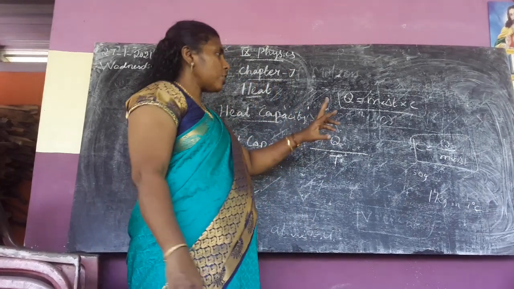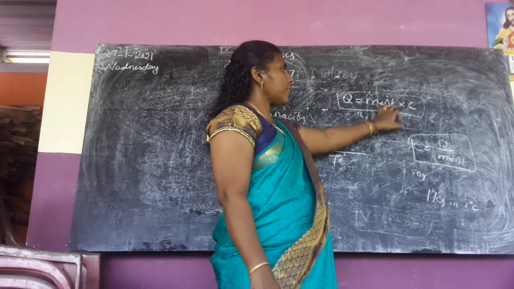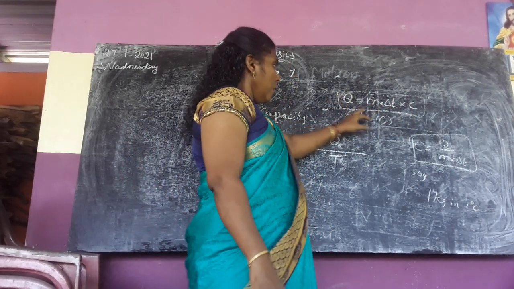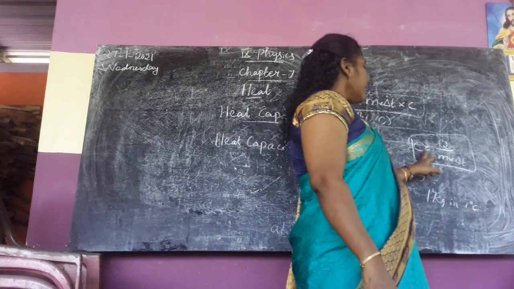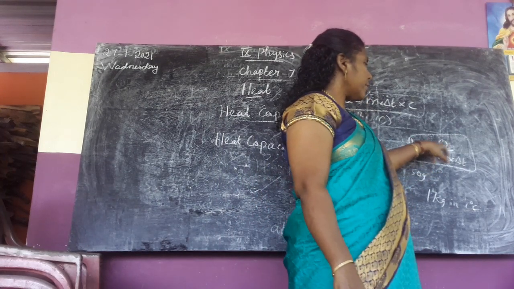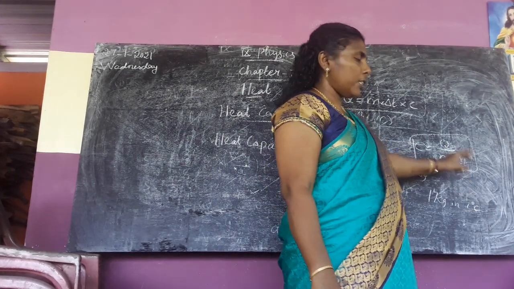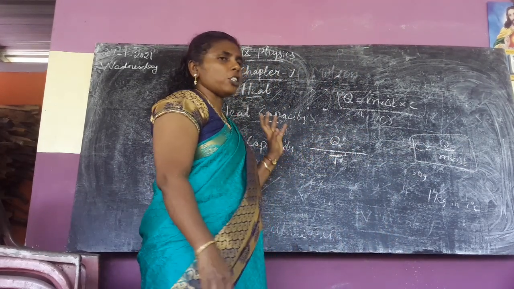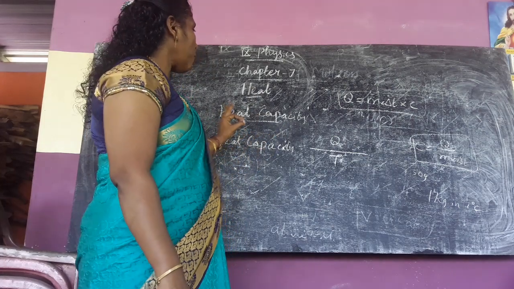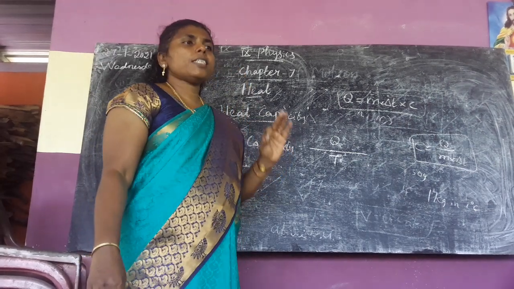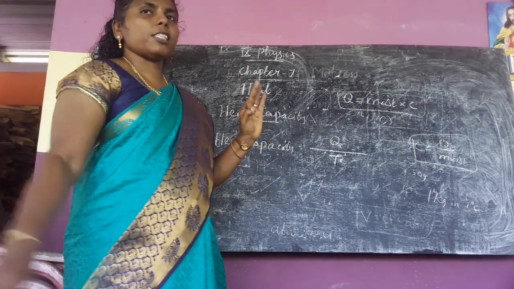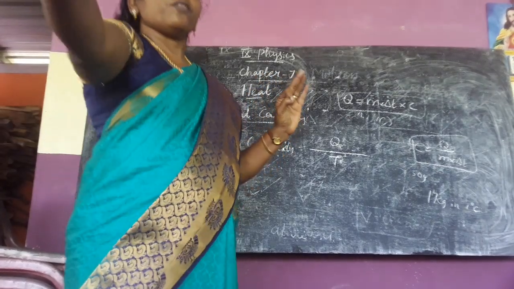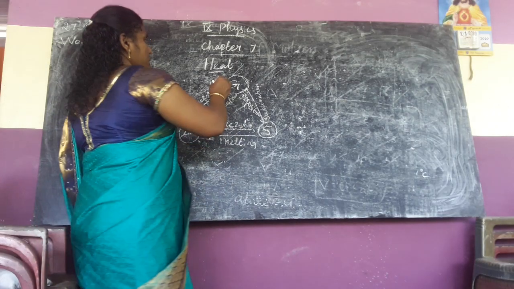Specific heat capacity formula: Q equals M into delta T into C. Specific heat capacity: C equals Q divided by M into delta T. Heat capacity formula: Q divided by T. Compare and study; it is very easy. So far we have learned heat capacity and specific heat capacity. Next we can learn about change of state.